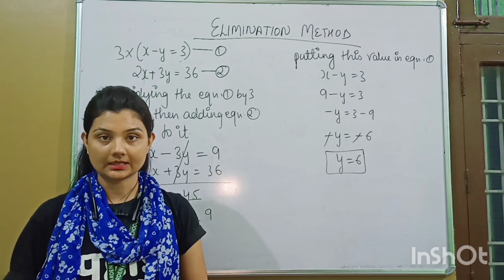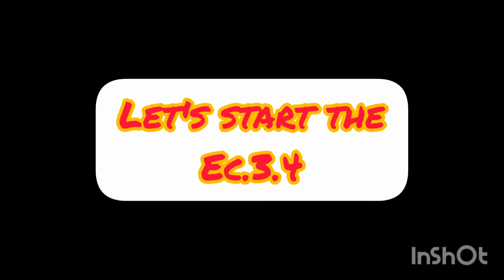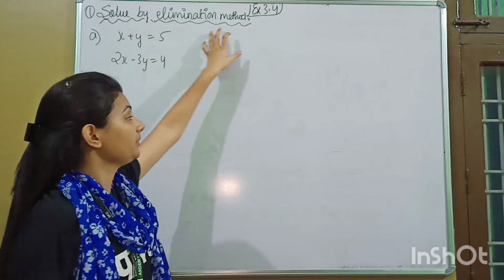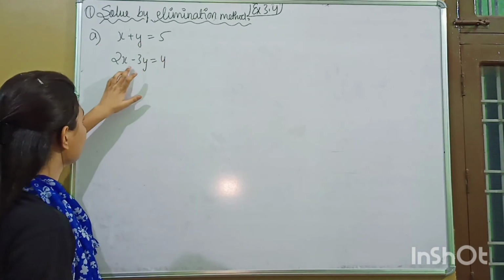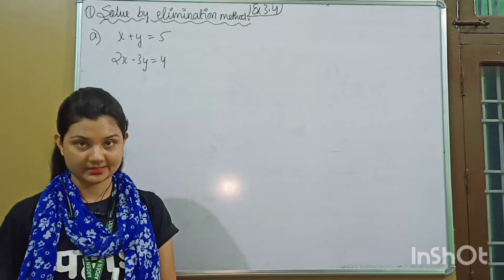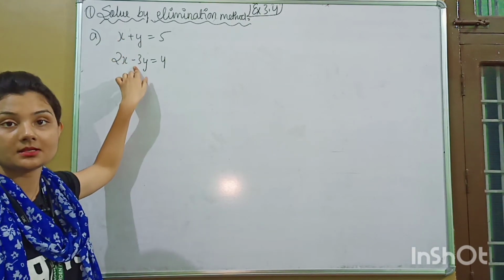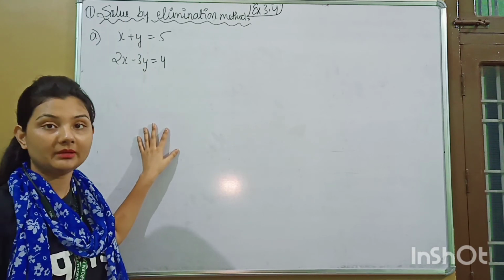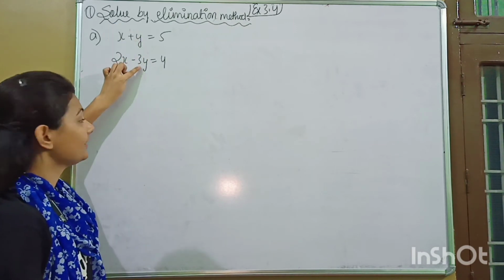So now we will start the next exercise, that is 3.4. The first question of the exercise is to solve by elimination method, and the first part is x plus y is equals to 5 and 2x minus 3y is equals to 4. So again we will see which variable has different signs in the equations. See y, here it is plus and here it is minus. So we will eliminate this y from the equations. Now for eliminating y, the coefficients should be the same. But here it is 1 and here it is 3.